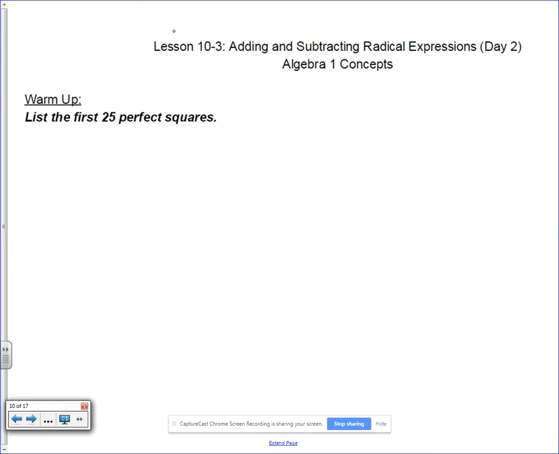So this top portion looks a little bit different than it's looked the past couple days. All it says is list the first 25, doesn't it?